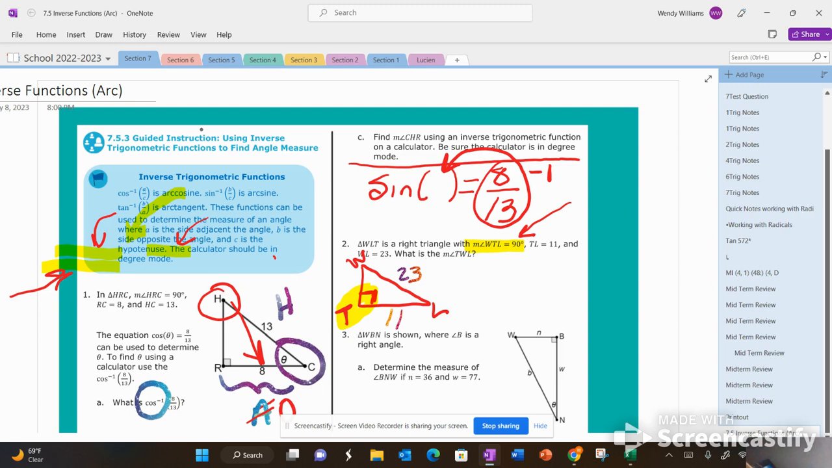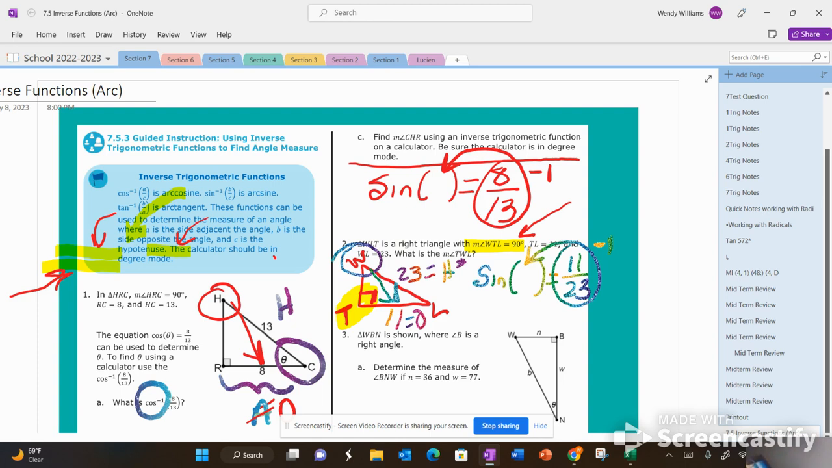What is the measure of TWL? W is the vertex, so they're looking for this angle, and they're giving me opposite, and they're giving me hypotenuse. Opposite and hypotenuse, some old hippie. Sine of the angle equals 11 over 23. And remember, when we go back to find it, we have to hit the negative 1. So take your calculators.